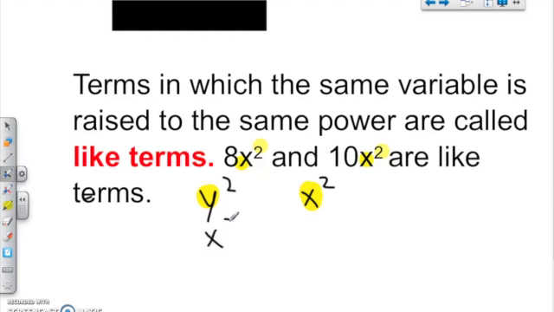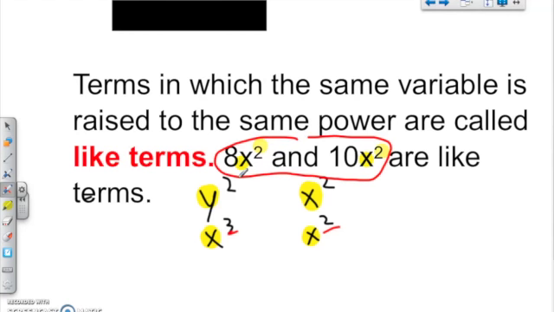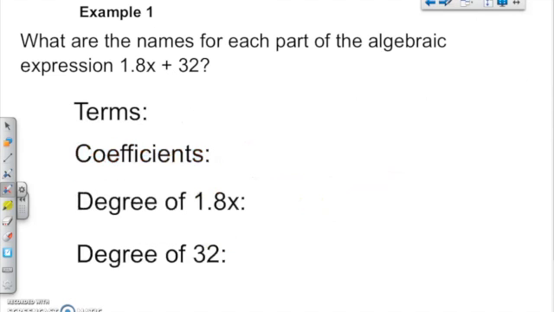Similarly, if we had x cubed and x squared, this time we have bases that are the same, but our exponents are different. We have a 3 and a 2. So these are not like terms. To be like terms, they have to be like our example up here, where they have both the same base and the same exponent. We will call those like terms, and when we get into adding polynomials, we'll look a little bit closer at how we can combine these and use them to our advantage. Now, let's move on to our example problems.